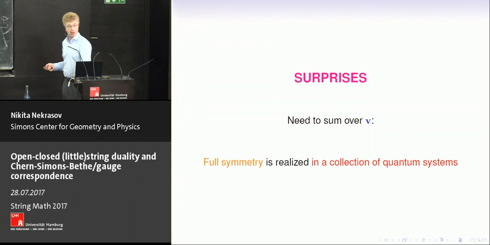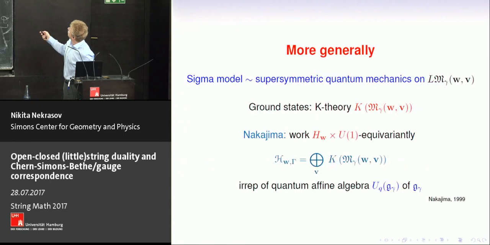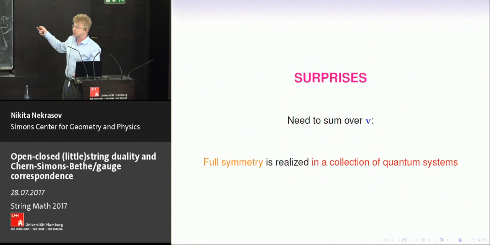So what's surprising about the statements is that you don't see the symmetry realized in a specific quantum system. So quantum mechanically, it's okay to fix both V and W. So for each individual space, you have a well-defined supersymmetric quantum mechanics. But in order to see the symmetry, you need to sum over all Vs. And so it means that this full symmetry, this beautiful symmetry, is realized not in a single quantum system, but in a collection of quantum systems.